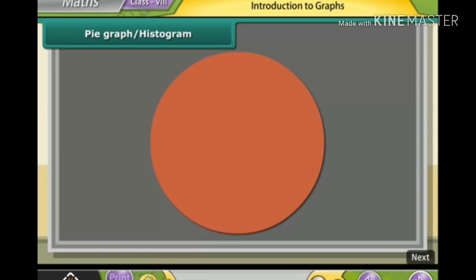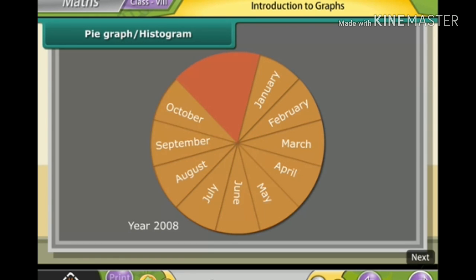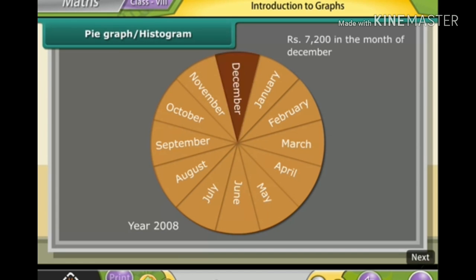Pie graph or circle graph. A pie graph is used to compare parts of a whole. The circle represents the whole in a pie graph. In the month of December 2008, Ramu spends his monthly salary amounting to rupees 7,200 on different items.